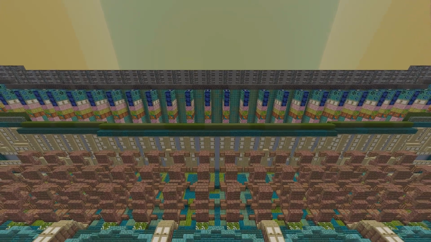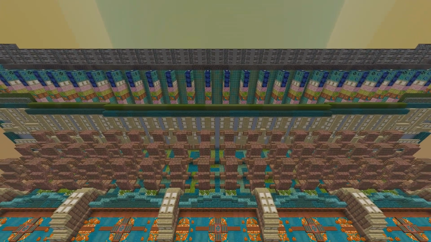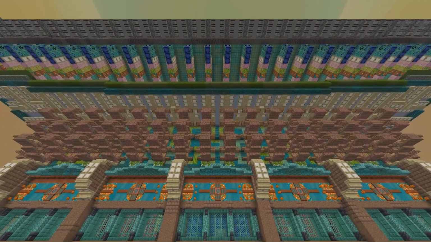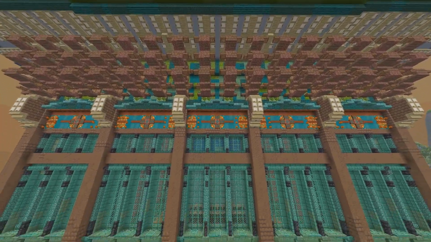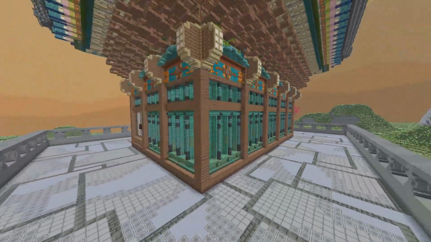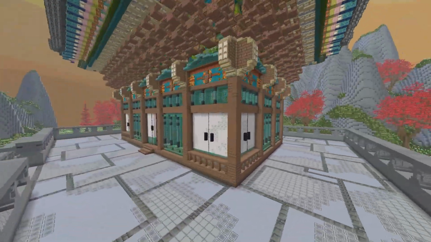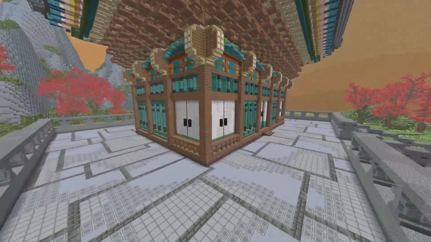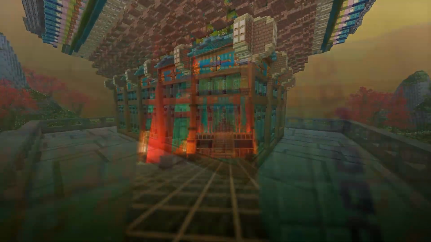Even though the Gongpo brackets can carry the massive weight of the roof, that weight has to end up somewhere. And that's where the wooden columns come in. These columns that form the frame of the walls are what transfers the weight of the roof to the stone foundation, which holds up the entire structure.